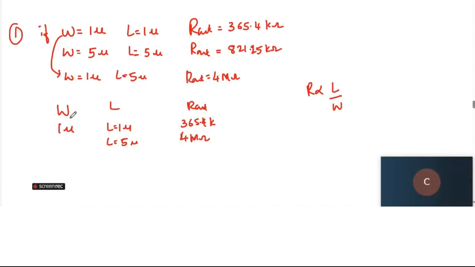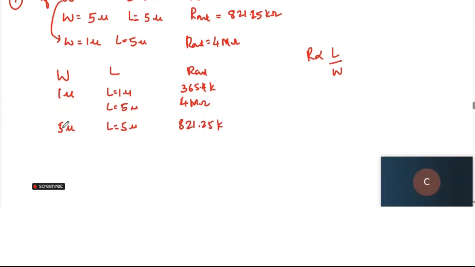Now if you keep W as constant and keep on varying L, obviously R out is going to increase. So now we saw that I made W as 5 micro and L also equal to 5 micro. That's when I got 821.25 kilo, because here again the ratio became 1. Now let us try to fix W as 5 and then vary L from 5 to 10 micro. Let's try to see what is going to happen.